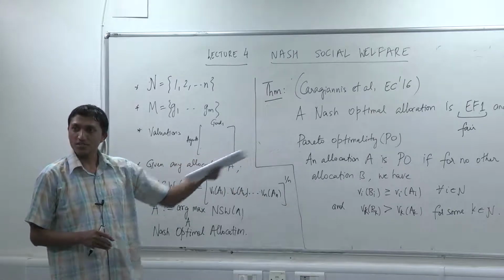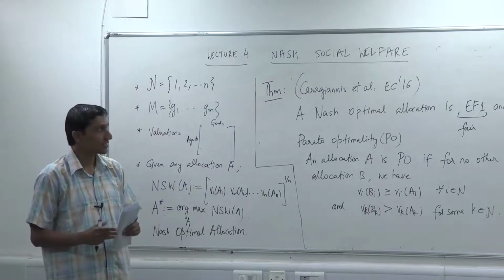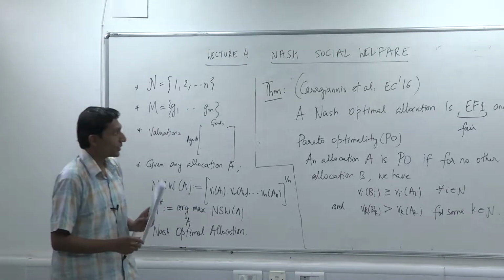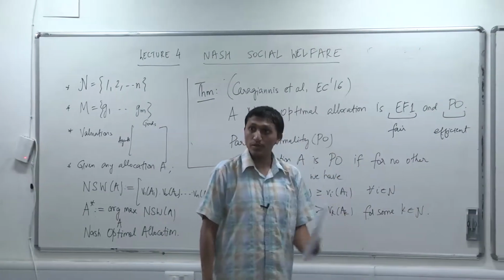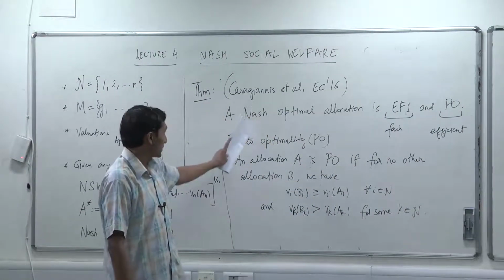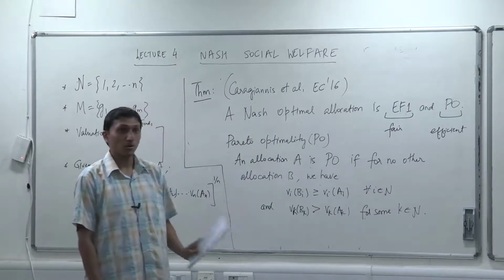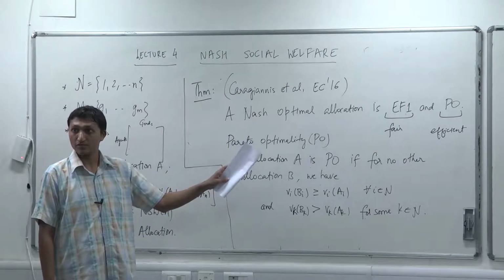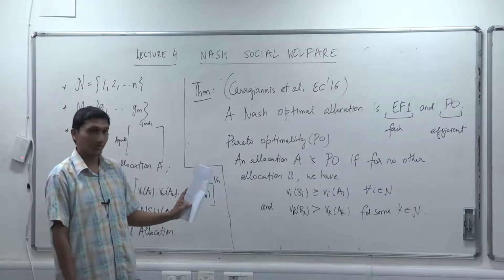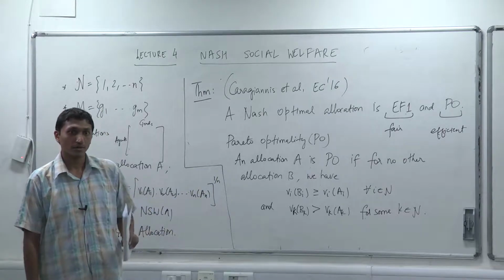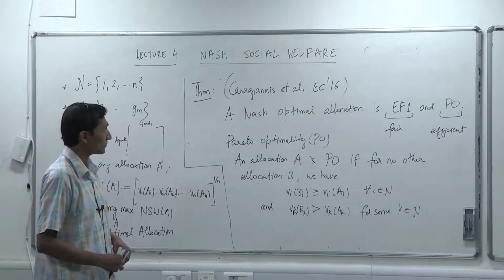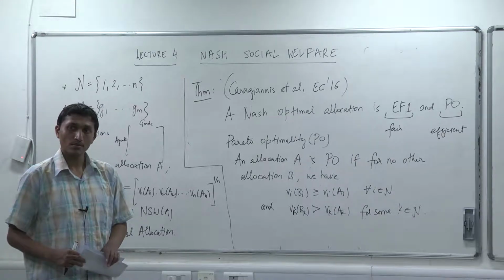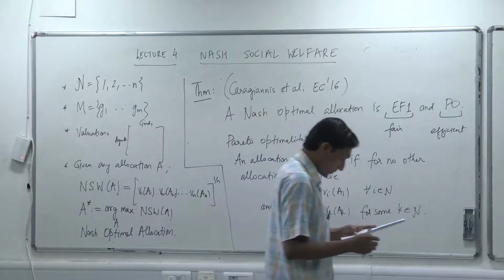So a Pareto optimal allocation exists for almost trivial reasons. An EF1 allocation exists because we saw two algorithms. So we know that these two notions individually always exist. What this result is saying is that they also coexist. There is an allocation that is simultaneously fair and efficient. That's why this is so interesting. Questions? All right, so that's very cool.